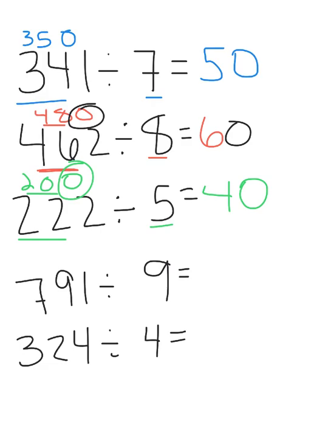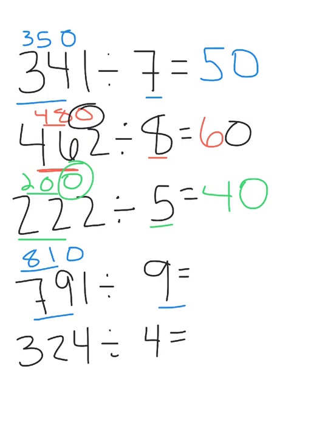791 divided by 9. Underline the first two digits. What is a multiple of 9 that is close to 79? Well, I know 9 times 8 is 72, and 9 times 9 is 81. 81 is closer to 79 than 72. Don't forget to put your 0 to hold the ones place.